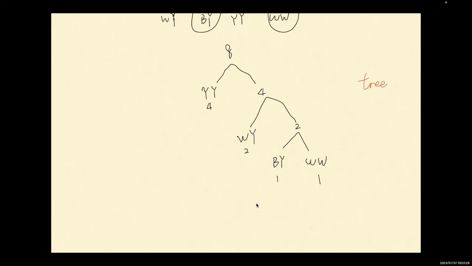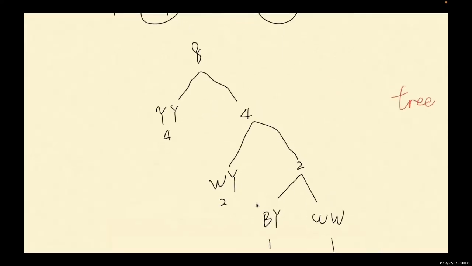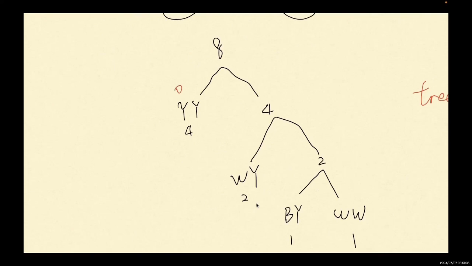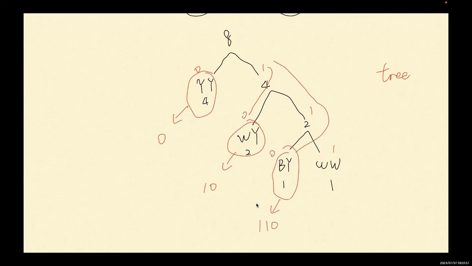And so then we just encode them. Like this is 0, this is 1, this is 0, this is 1, this is 0, this is 1. So now we have YY, which appears the most times, so its encoding is 1, okay. And WY, its encoding is 10, okay. And the BY is 110, right? And WW is 111. Okay, is this clear?